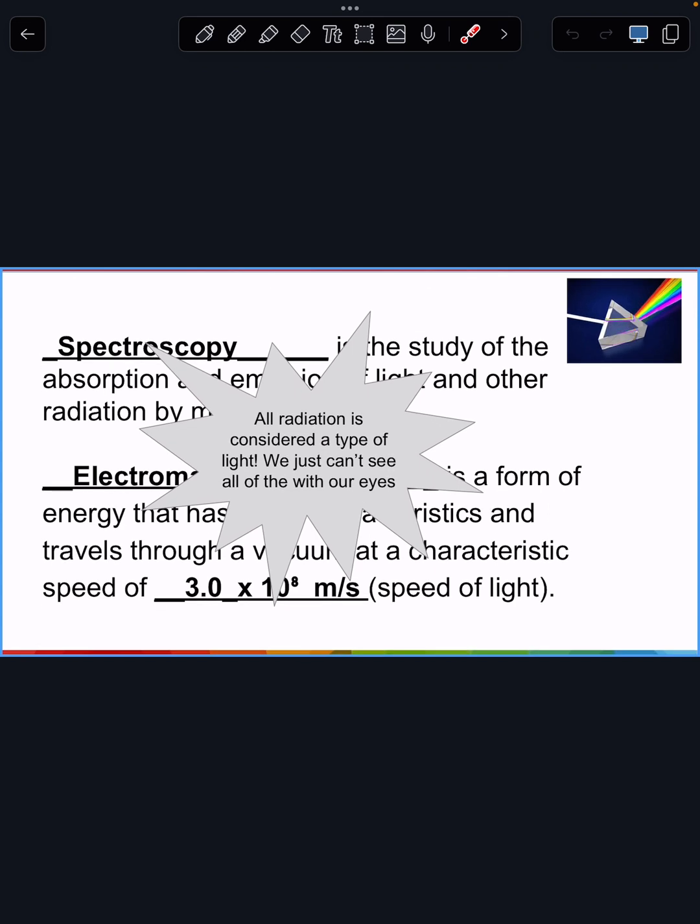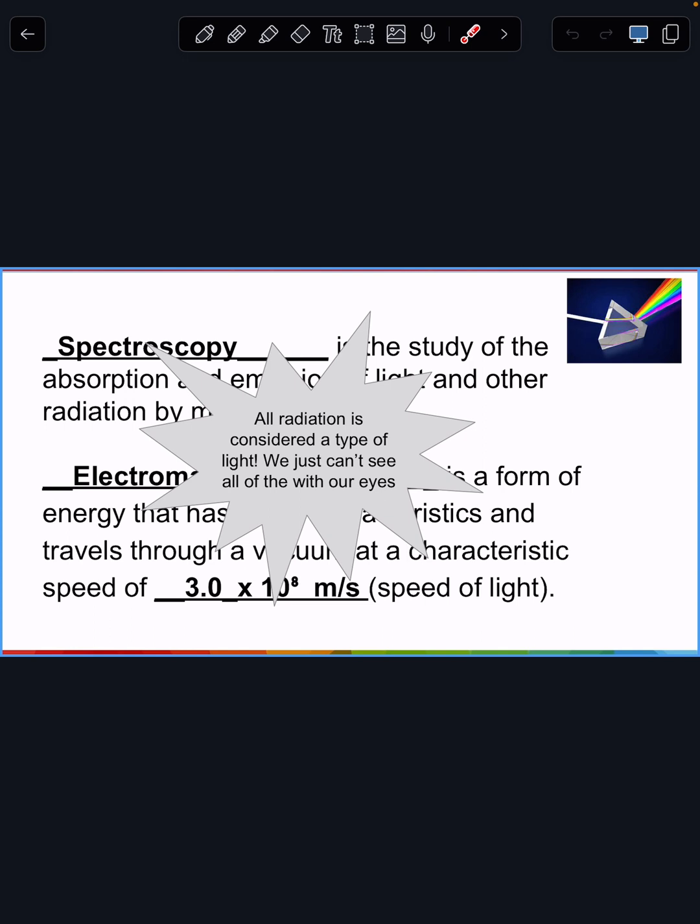Okay, so spectroscopy is the study of the absorption and emission of light by radiation of matter, okay? So the term radiation, I would say, typically has a negative connotation, right? Like when they talk about radiation, it's not something that's good. But in terms of scientific definition, radiation is any sort of energy that is a type of light. And the electromagnetic spectrum is all the different types of light or radiation that exist.